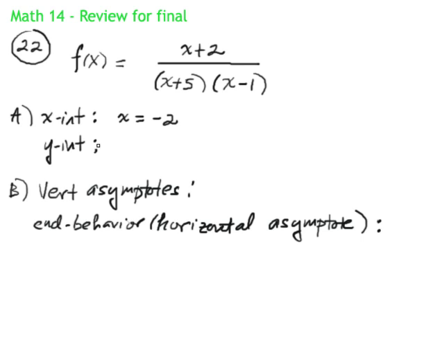Okay, now for the y-intercept, we just replace x with 0. So we have y is equal to 0 plus 2 on top, which is 2 over 5, times minus 1. So the y-intercept is minus 2/5.